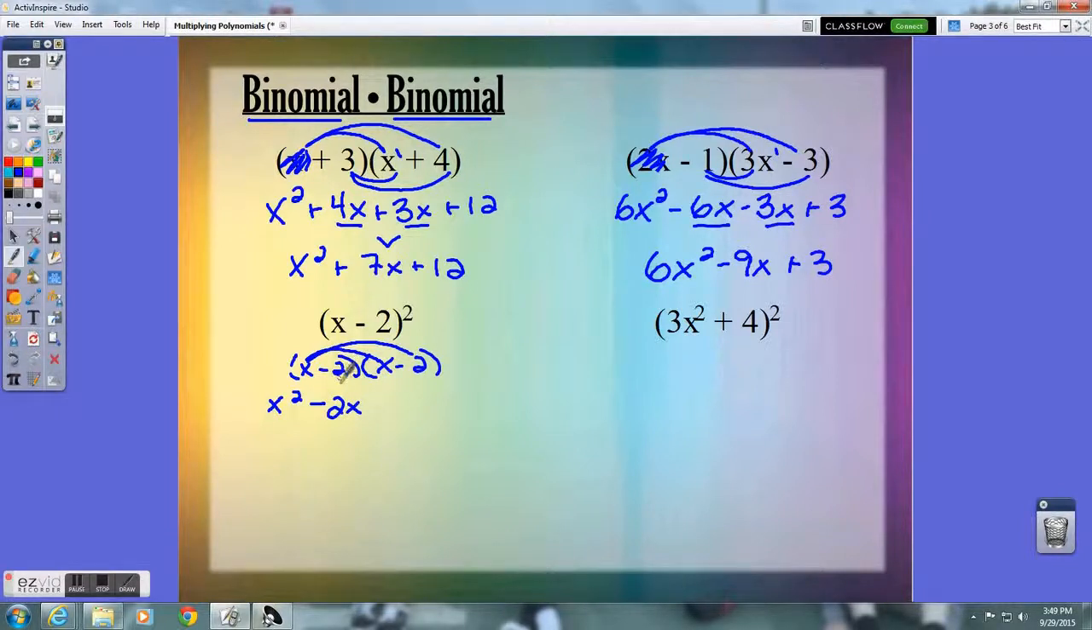And then I'm going to distribute the second term. So negative 2 times x is negative 2x, and negative 2 times negative 2 is positive 4. Again, I have those middle terms that are like terms. So I get x squared minus 4x plus 4.